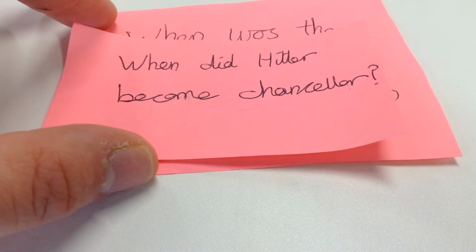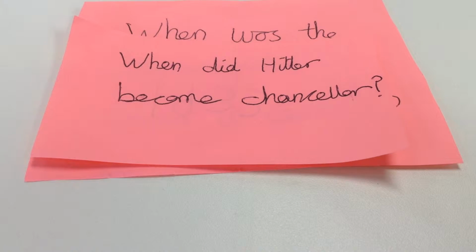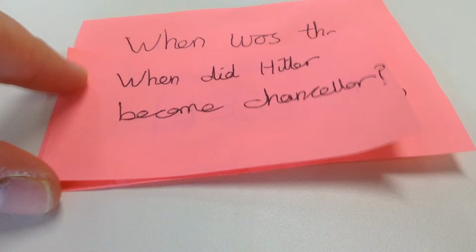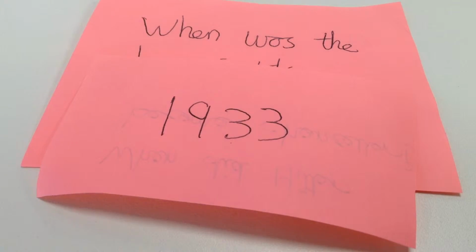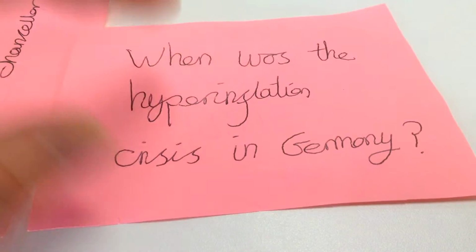So on one side, I've got when did Hitler become Chancellor? I would stop at this point and I'd think, do I know the answer to that question? I'd turn around and say, oh, I think that was 1933. So I'd turn it over and I'd go, oh yes, I'm right. I'd take that card and I'd put it into a pile over here of facts that I'm comfortable with, facts that I know I'm going to remember in the exam. Then move on to the next question, which is here.